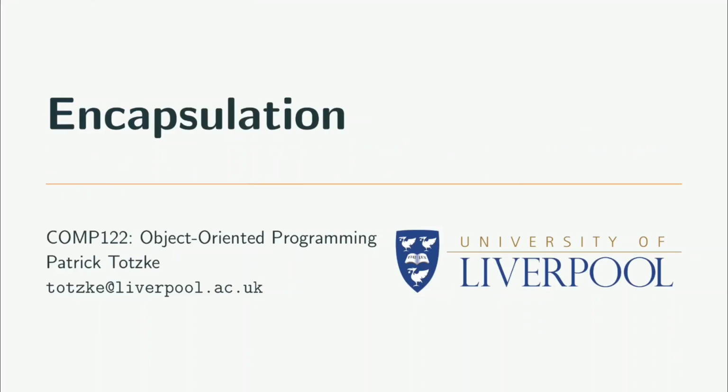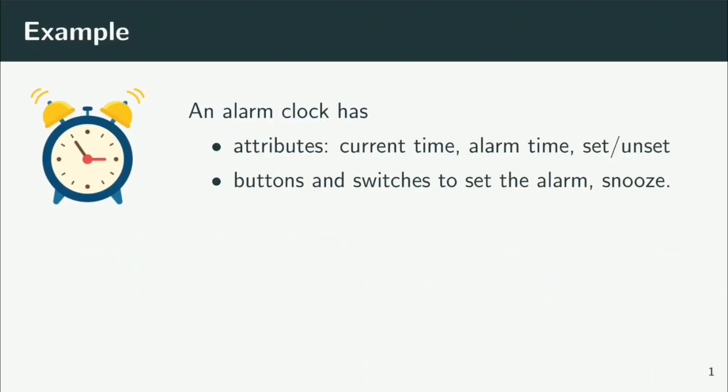Now is a good time to learn about encapsulation or information hiding, which is a key concept in object-oriented design. Imagine, for example, you have an alarm clock and it has some attributes, for example, the current time, the time it's set to ring, and whether or not it's currently set. And it can also have some buttons and some switches to set the alarm and to snooze, etc.